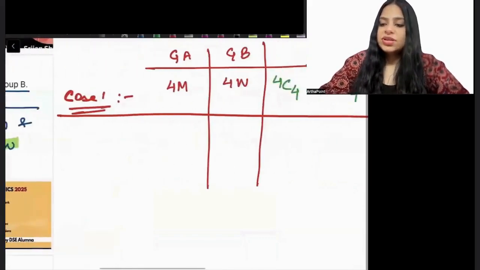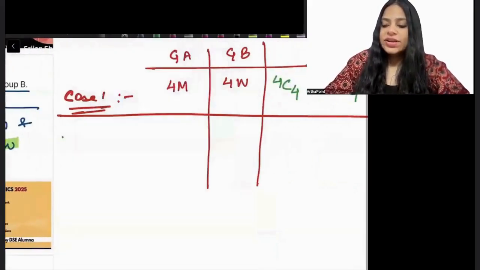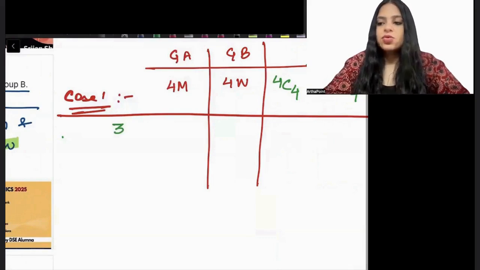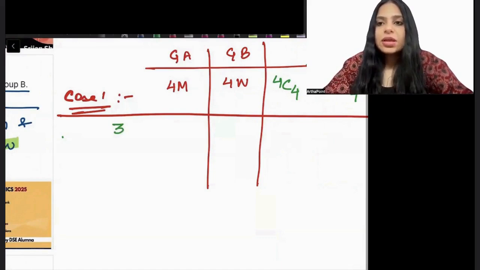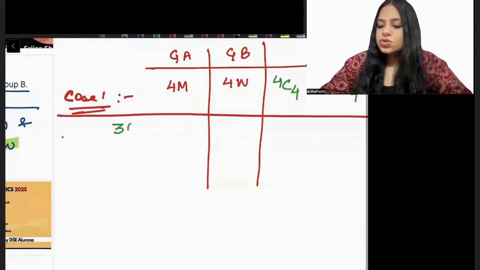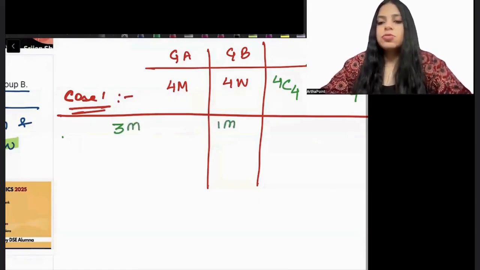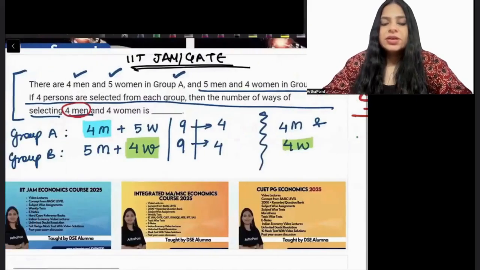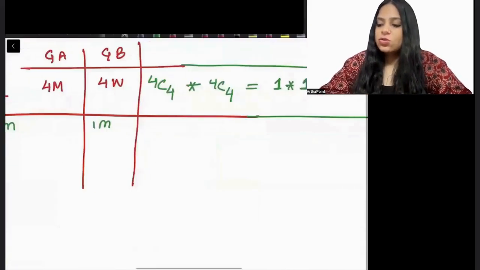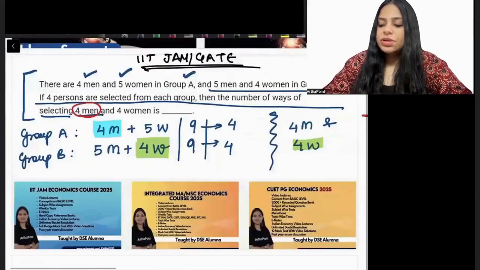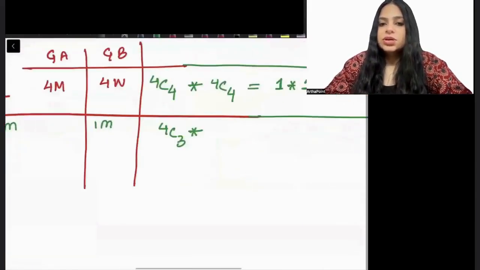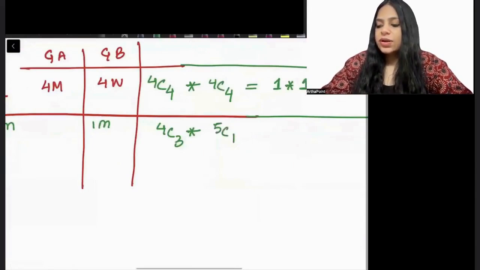Now I take case 2. In case 2, I am saying I will select 3 men from group A. And that remaining 1 man, I will take from group B. So 3 men from group A and 1 man from group B. So how many men are there in group A, beta? 4 men are there. So out of 4, I'm going to select 3. And how many men are there in group B, beta? There are 5 men in group B. So out of 5, I have selected 1.